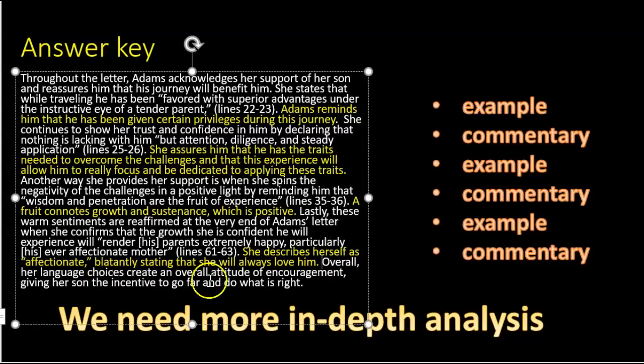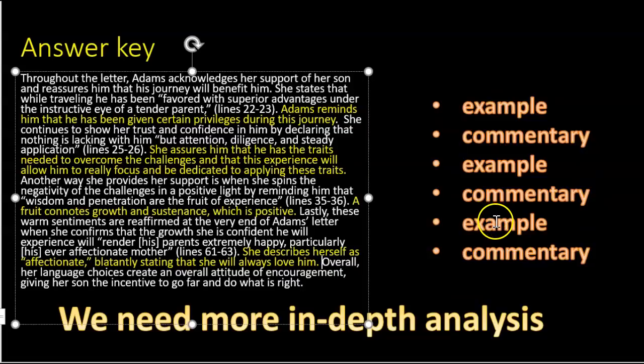Overall, her language choices create an overall attitude of encouragement, giving her son the incentive to go far and do what is right. So we can kind of see that the student does a good job of staying focused. The student has evidence that is relevant and it relates to this topic sentence, but the student's paragraph is a little repetitive. She states an example, she provides a sentence of commentary. She states an example, she provides a sentence of commentary, and it goes on.